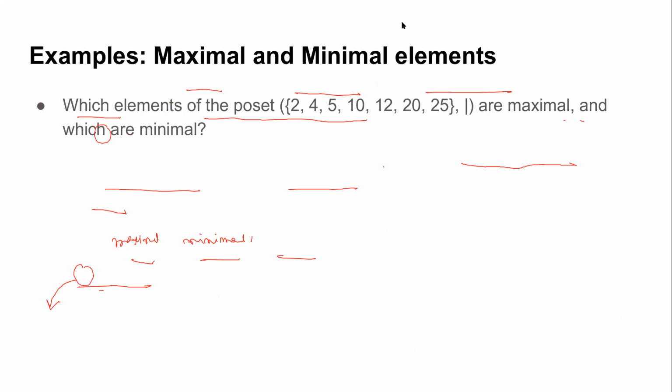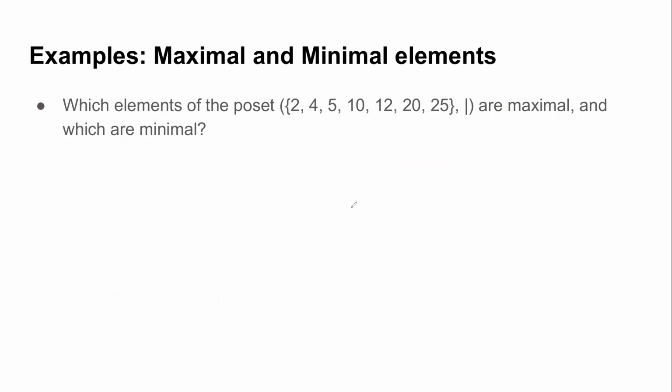Now, can you tell me what are the minimal and maximal elements of this set? The relation is divisibility. There are different ways to do it. The long way is you make the relation, make all possible ordered pairs of this, then make its Hasse diagram. From the Hasse diagram, it will be clear. But since it's a simple one, you can directly make a Hasse diagram.